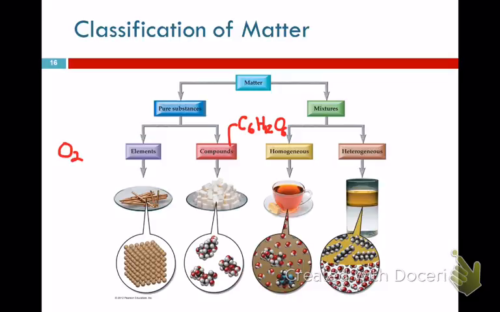So matter is composed of pure substances and mixtures. To make a mixture, you just take two or more pure substances and you put them together. And that's a mixture.